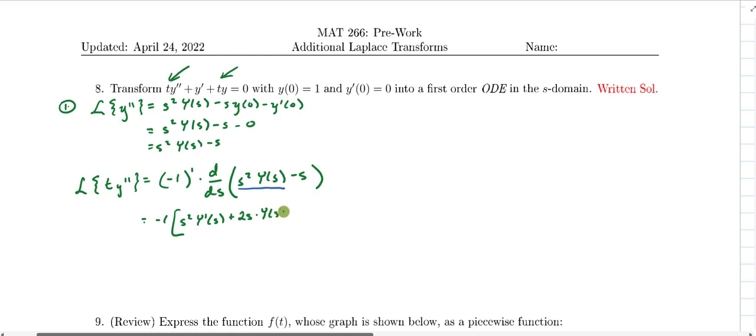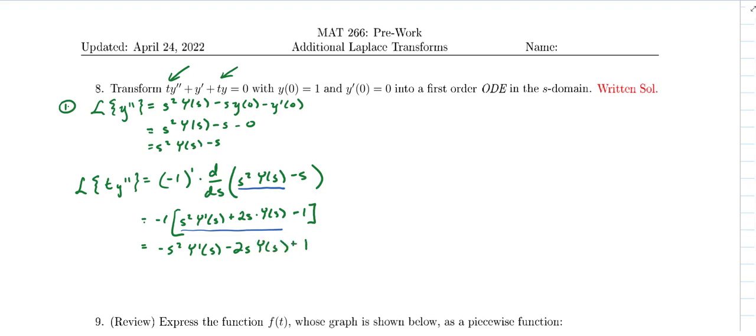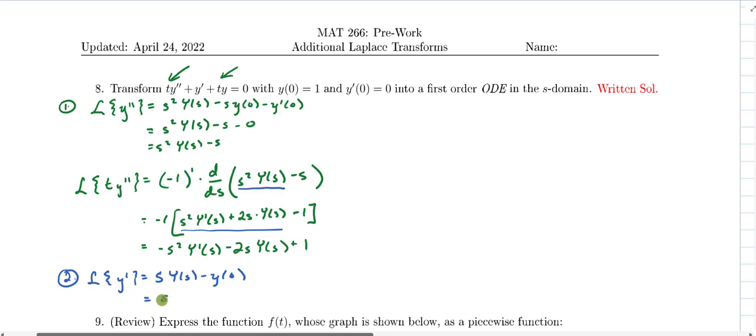times the second. So all of that I've written so far is the product rule. And then minus 1 when we go to take the derivative of just s. We can clean that up. Let's do so. Minus s squared y prime of s minus 2s y sub s plus 1. Then let's go ahead and take the Laplace transform of just y prime. Well, the Laplace transform of y prime we know is s y sub s minus y sub 0, which in our case is s y sub s minus 1.